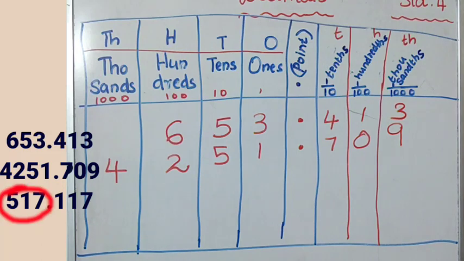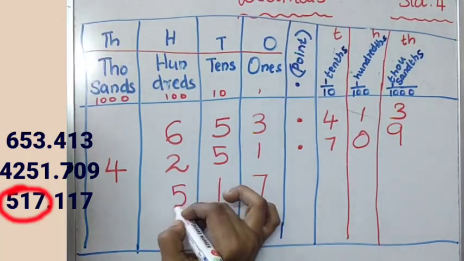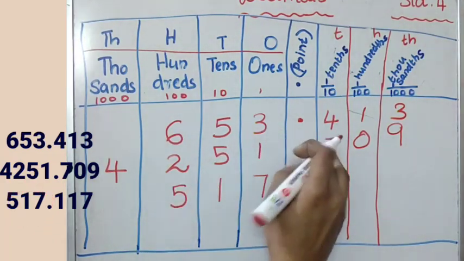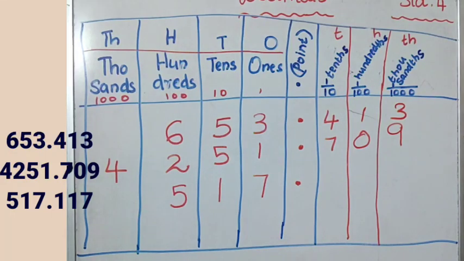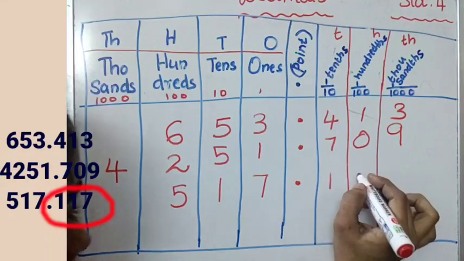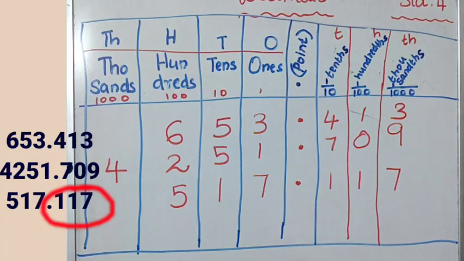Then 517.117. 7 in the ones place, 1 in the tens place, 5 in the hundreds place. After the ones place comes the decimal point. Then 117: 1 in the tenths, 1 in the hundredths, 7 in the thousandths. Look here. This is how we represent decimal numbers in the place value chart.